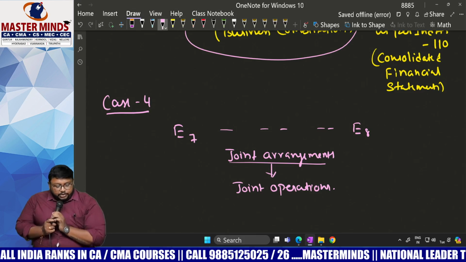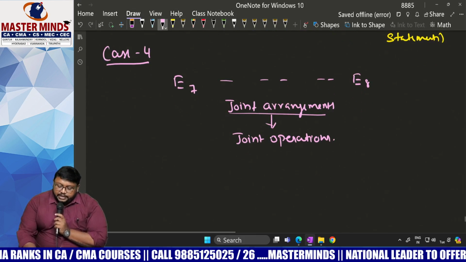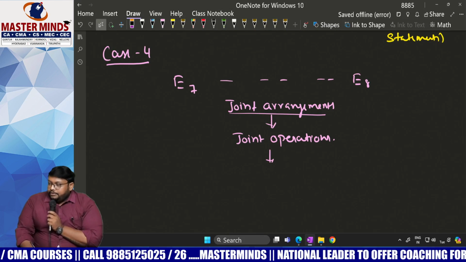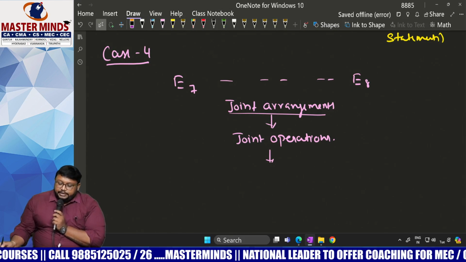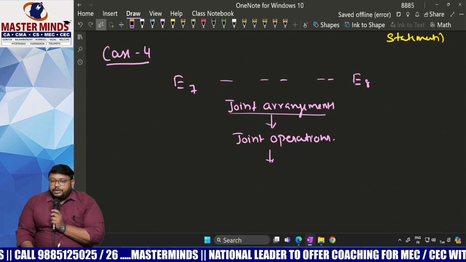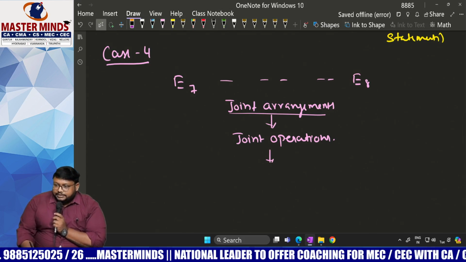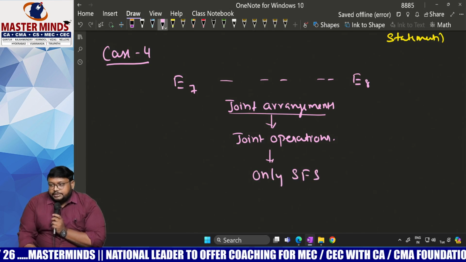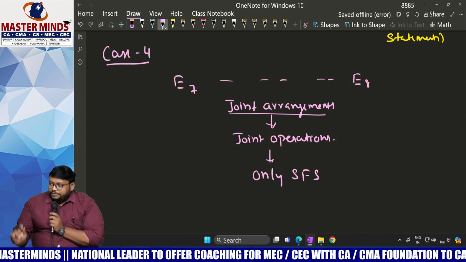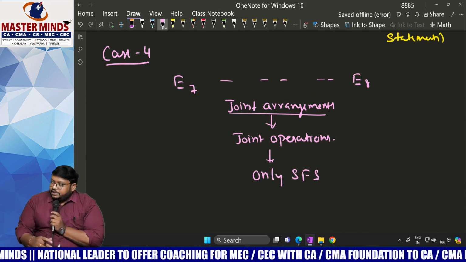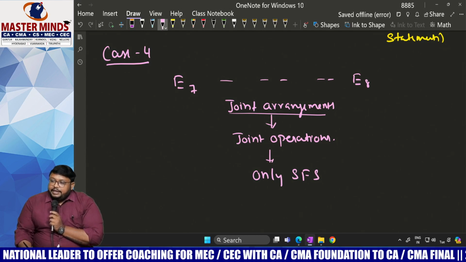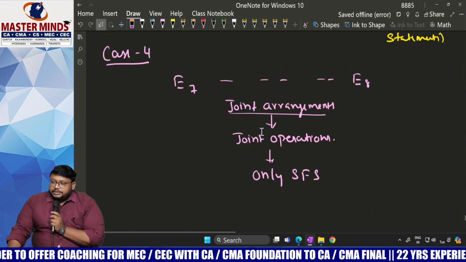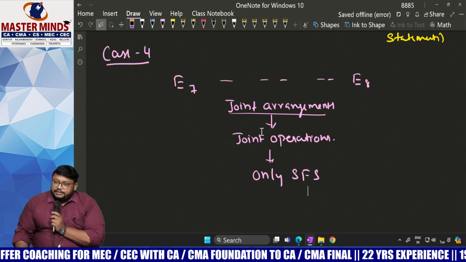We are discussing joint operations. For this, we have a separate Ind AS accounting standard for joint arrangements. In case of joint arrangements also, there is no need to prepare a consolidated financial statement. Only standalone or separate financial statements are required. Individually, E7 will prepare and E8 will prepare the standalone financial statements, or individual financial statements, or separate financial statements, whatever it might be.